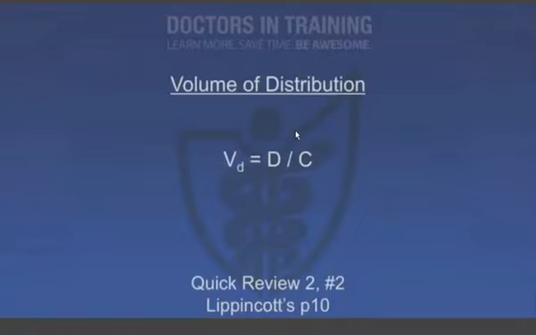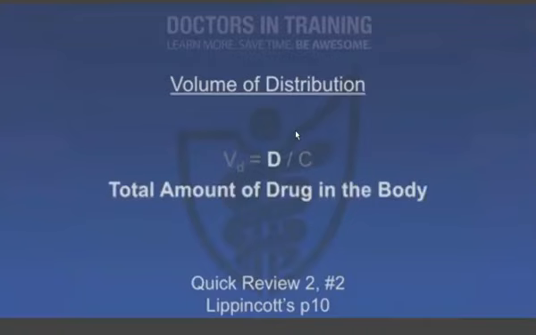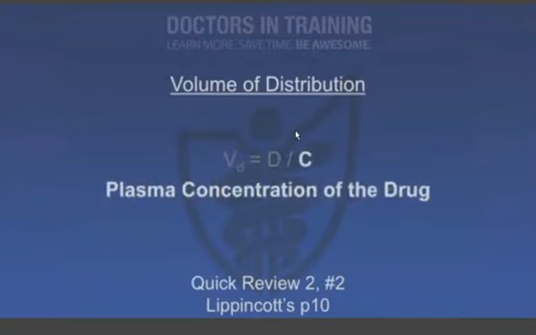Number two, what is the equation for volume of distribution? The volume of distribution is equal to D over C, was the equation we saw. D was the total amount of drug in the body, and C is the plasma concentration of the drug. And just to clarify, the plasma concentration of the drug may be the plasma concentration that you actually have right now, or if you're using the equation in a different manner, it could be the target plasma concentration, the concentration that you want to get to.